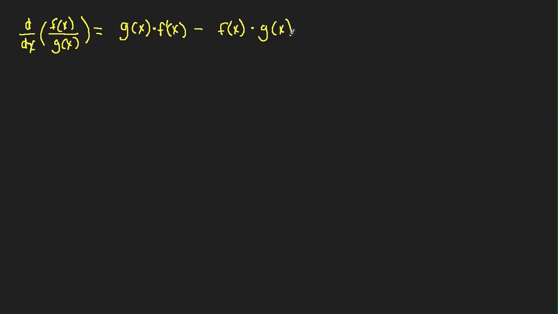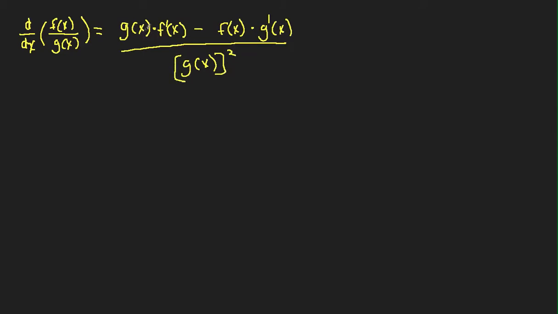The derivative of the division of two functions, which we'll call f of x divided by g of x, is equal to, the rule states, g of x, the original function, times the derivative of f of x, minus f of x, the original function, times the derivative of g of x. All of this is divided by g of x, the original function, squared.